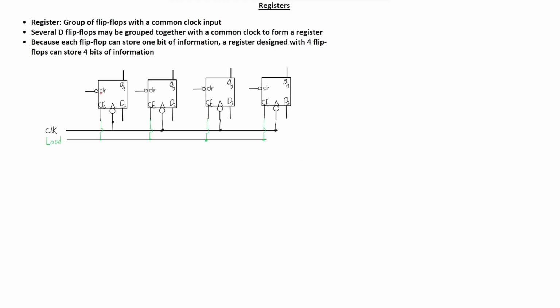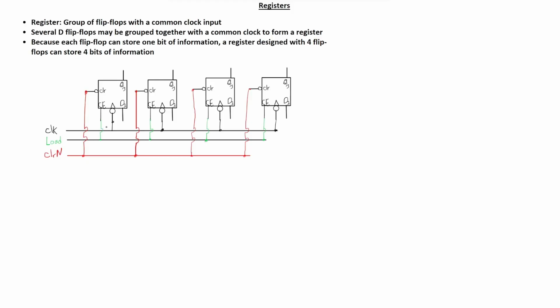Also, let's connect the clear to a common clear input. And we see the bubble here. We learned in one of the previous videos that it means it's active low, which means 0 will enable it and 1 will disable it. So let's connect all the clear inputs to a common clear input, and let's call it clear N. Okay, so this way we designed a register that can store 4 bits of information.